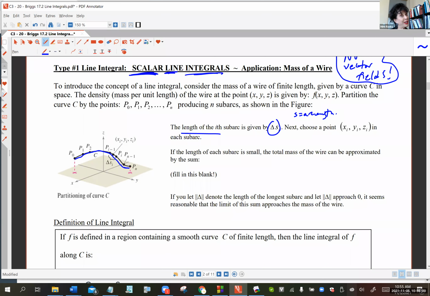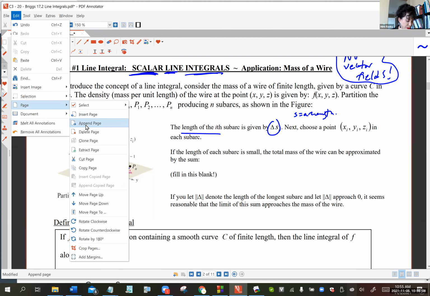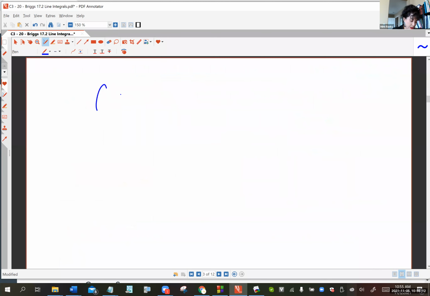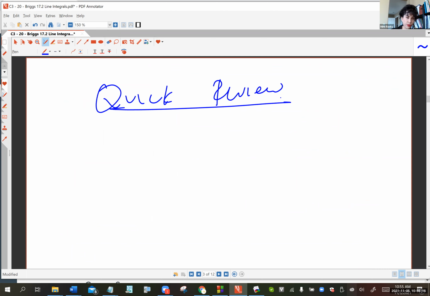And it's important that you remember that because it's coming up. So I think we should do just a quick review of the arc length formula, because this is super important for line integrals.